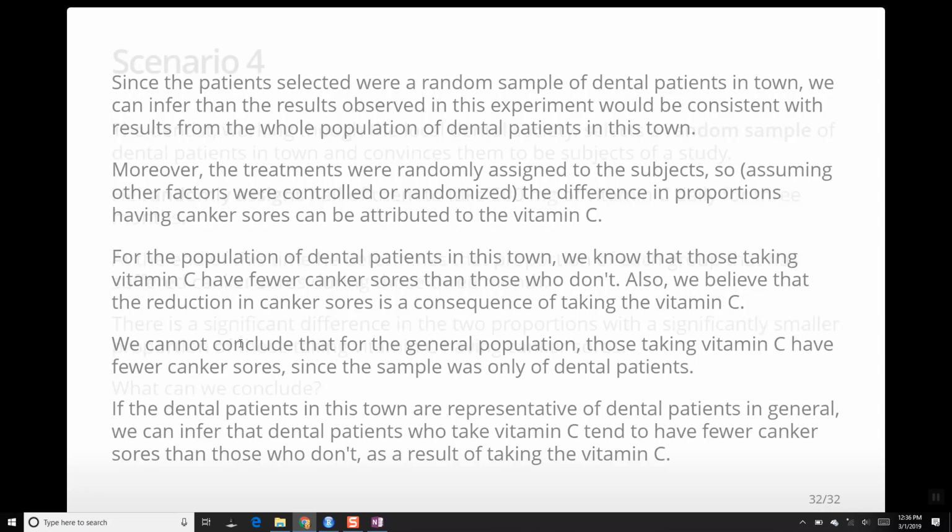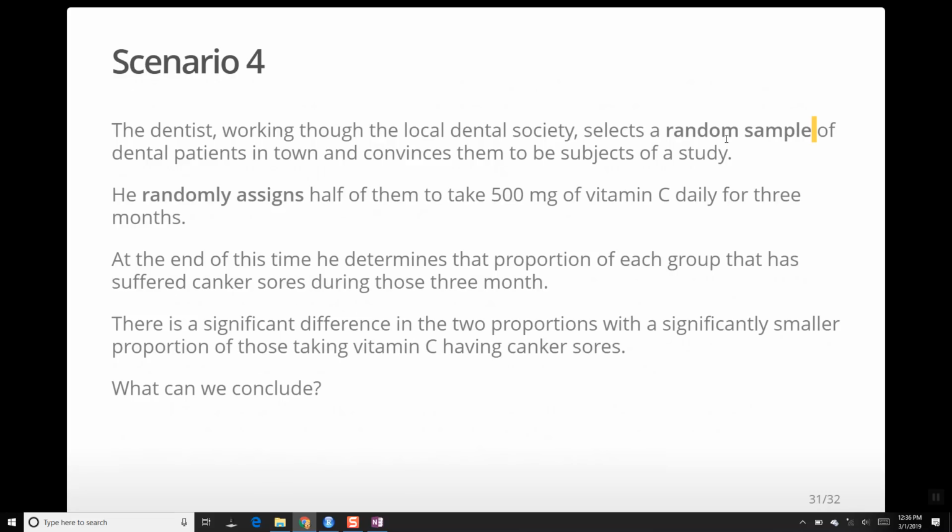Okay? However, this scenario of getting a random sample and then randomly assigning is almost impossible in real life. The idea of getting a random sample and random assignment is not possible, at least not in a democratic society that values individual liberties, right? Because to participate in an experiment, we have to get patient consent, okay?